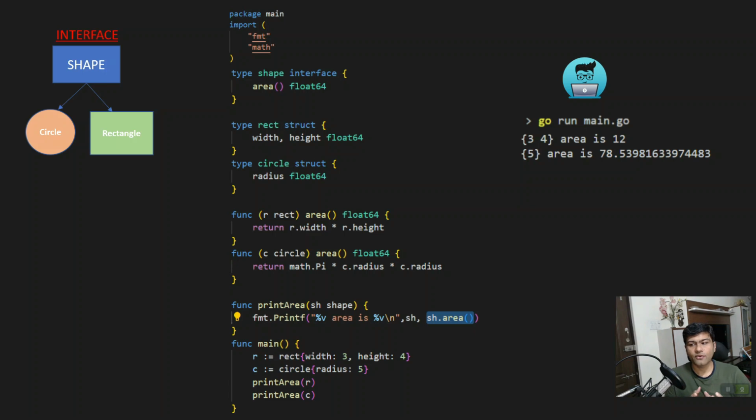Now, what is the benefit? If you want to collect all the shapes, let's say circle, rectangle, triangle, into a single slice, then you can use a particular interface type to collect all those things also. So this was the example of an interface in Golang.